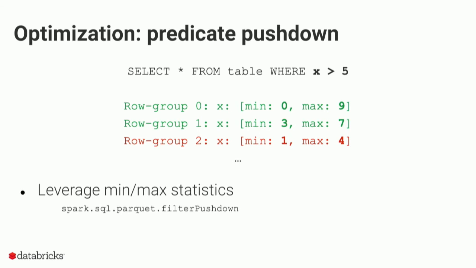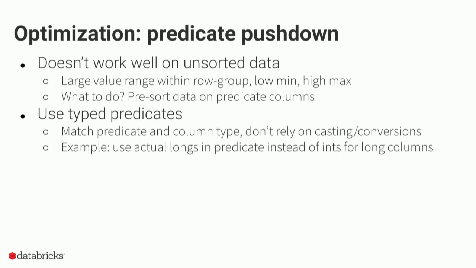So yeah, you can enable this using this Spark config, which will tell Spark to push down the predicates that it receives into the Parquet reader. It's also practically always enabled by default, but still it's a good thing to be aware of. However, it doesn't always work. It doesn't work well on unsorted data. If you have a large value range, so you have a very low minimum value and a very high maximum value, then the chances are that the predicate that you have is going to be for some value in the middle of that, right? So what can you do to combat that?